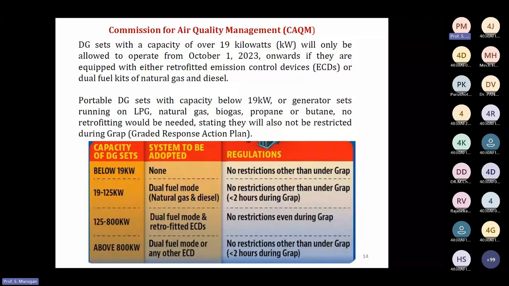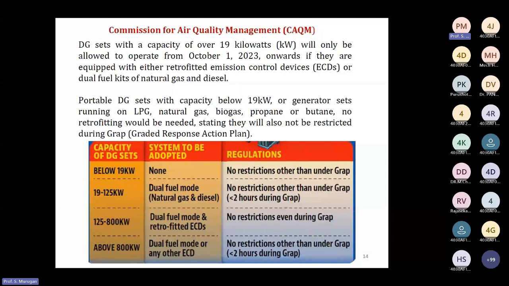Then if you have power output of diesel generator above 800 kilowatt, then it is necessary to run the diesel generator with the dual fuel mode, or you can adopt any other emission control device. Here also there is no restriction other than under GRAP.